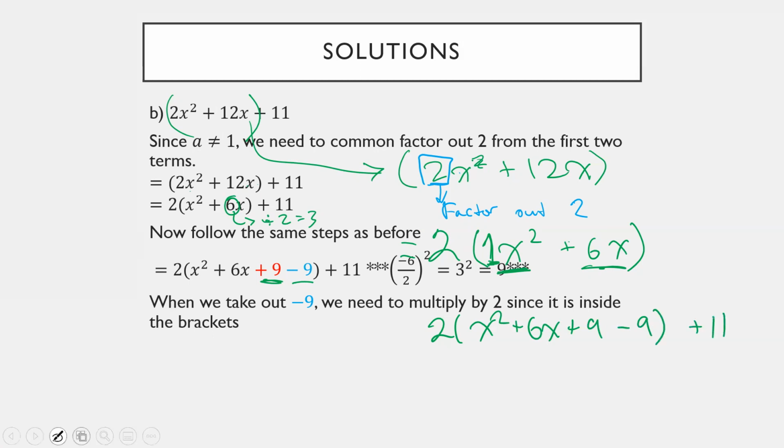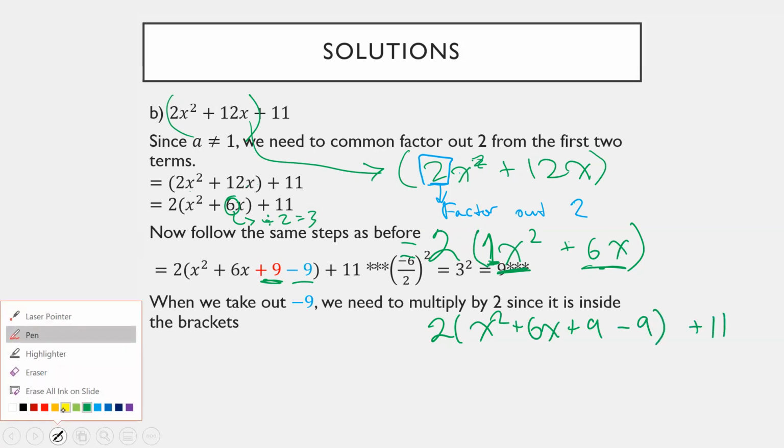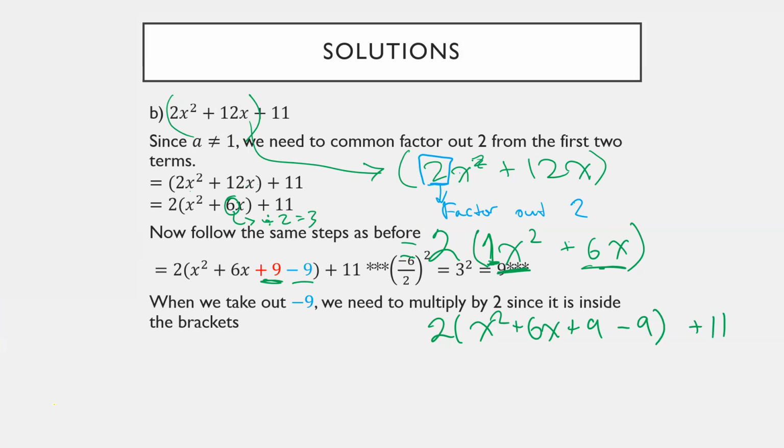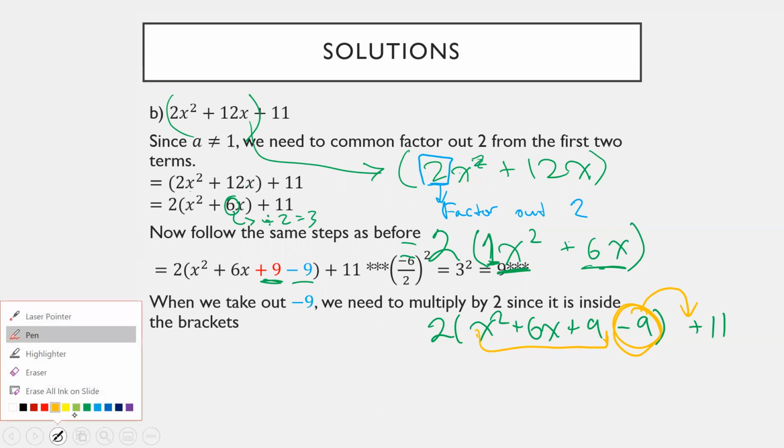But we already discussed this. I look at this and say, this is a perfect square trinomial. This is what I want. But that negative 9 is kind of bugging me. It shouldn't really be there. So what I want to do, just like we saw in the last example, I want to bring that negative 9 over.